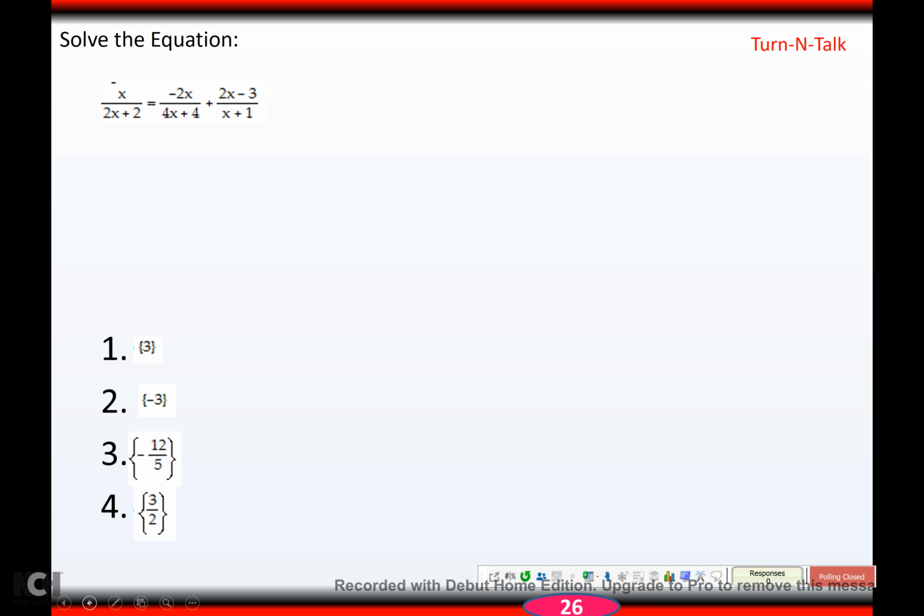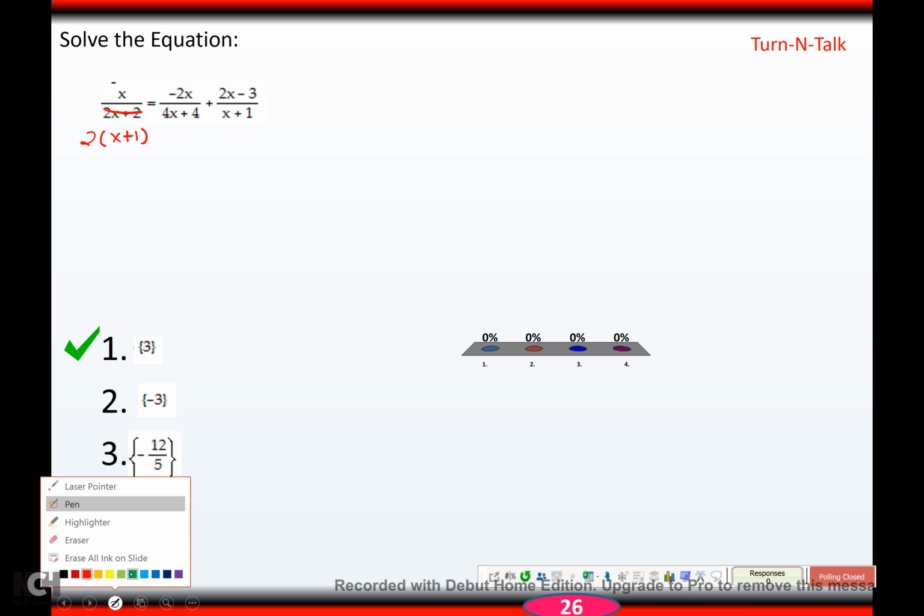All right, try this one. Come back when you're ready. And I hope you got 3. All right, so first of all I'm going to factor. I can GCF by 2, which leaves x plus 1. I can GCF by 4, which leaves x plus 1. And this one is prime.